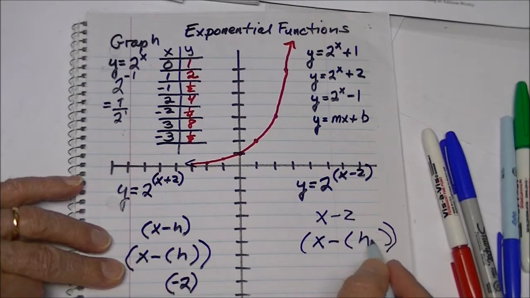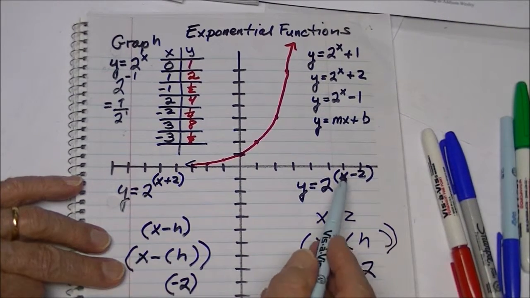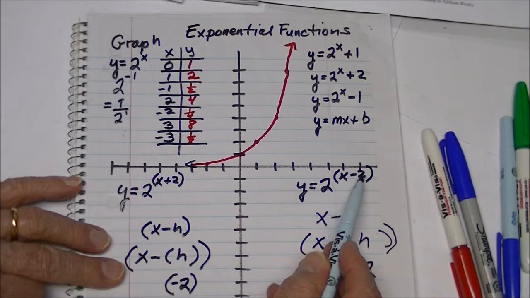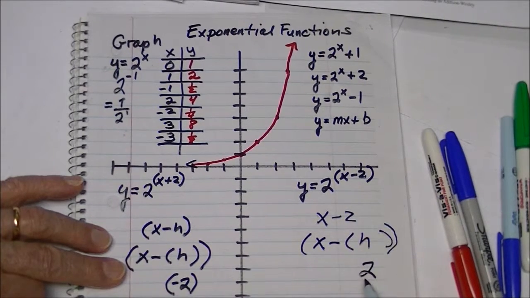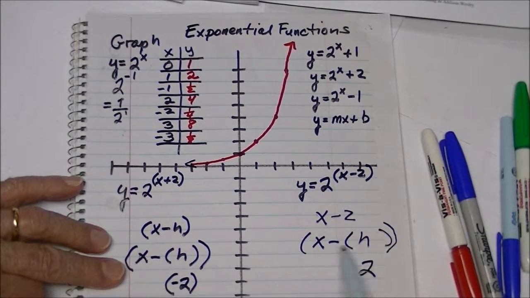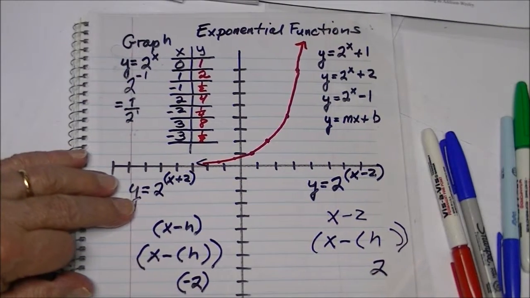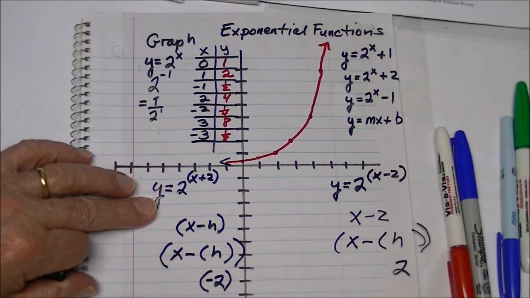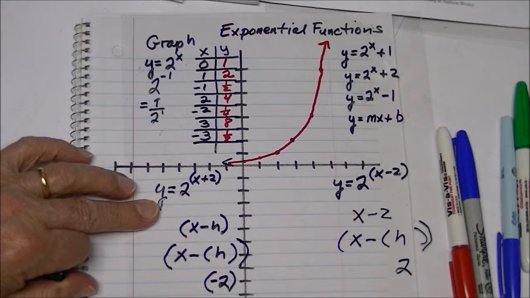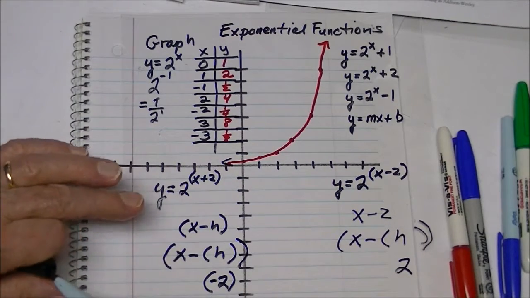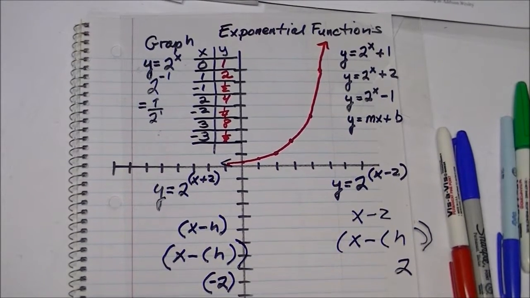And the answer is a positive 2. So when we see it like this, x minus 2, again, the shortcut is opposite sign, so a positive 2. But this is the rationale behind it. So now this will move over 1 unit, 2 units, and this is what the graph looks like. Okay, so hopefully this was helpful to you, and we'll post it.